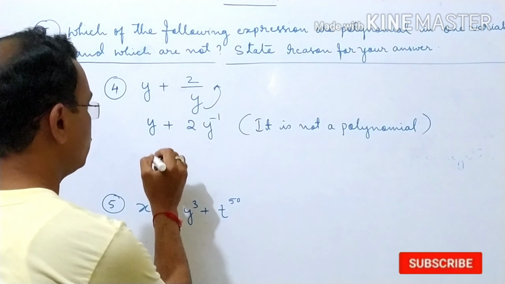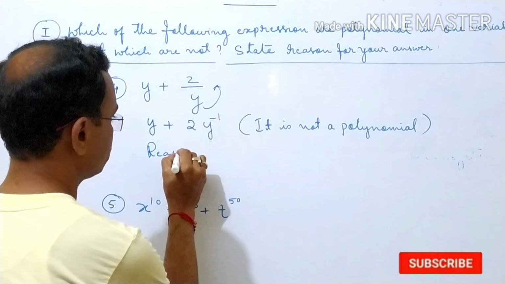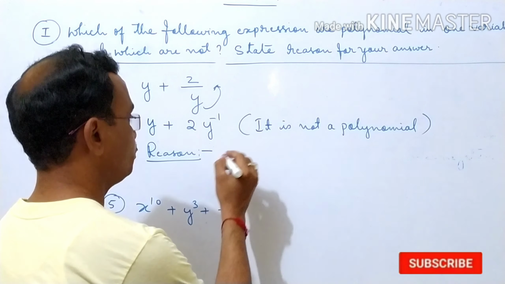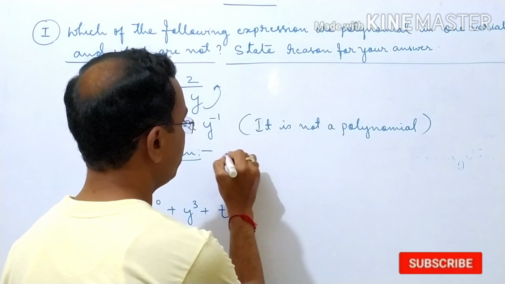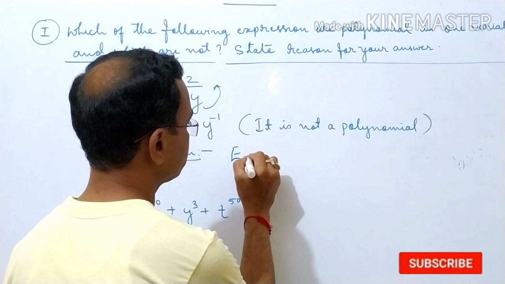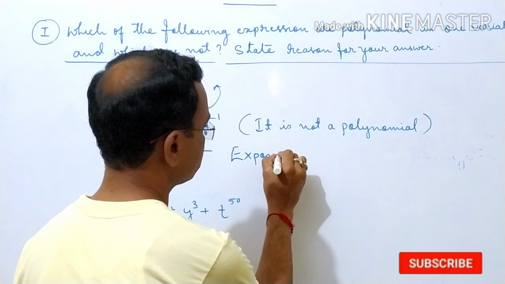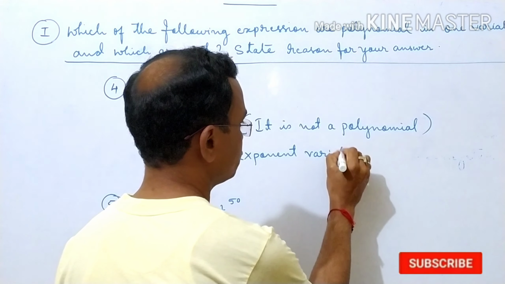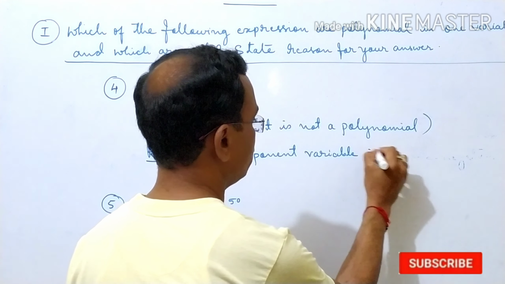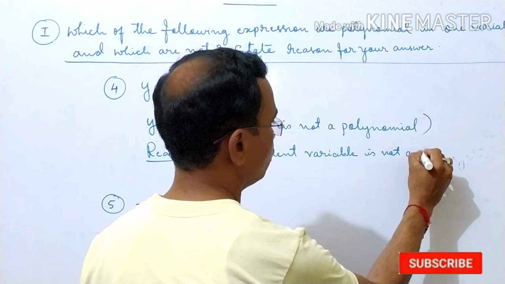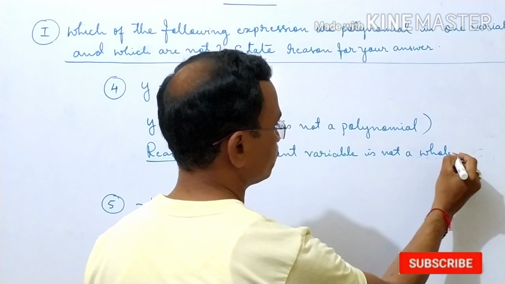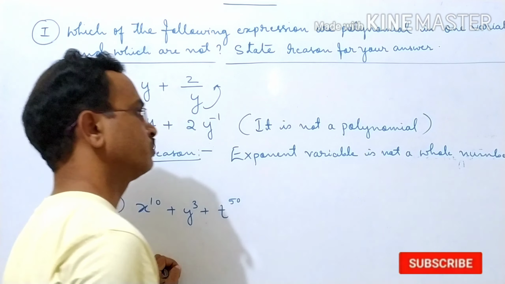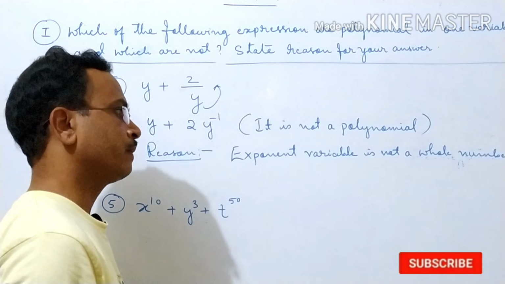Okay. So reason, what should we write as the reason here? The exponent of the variable is not a whole number.